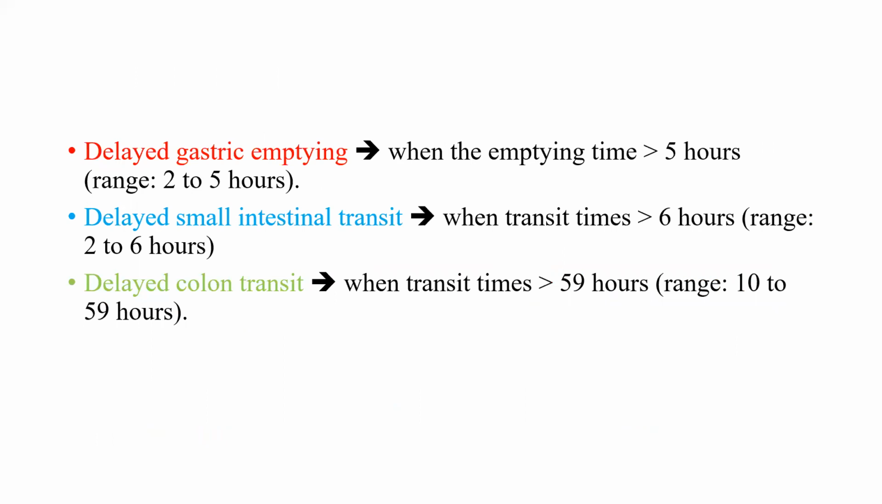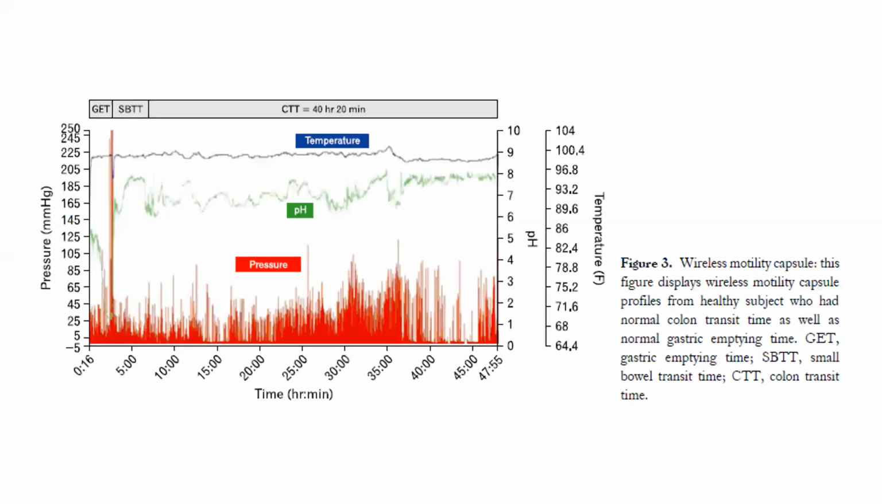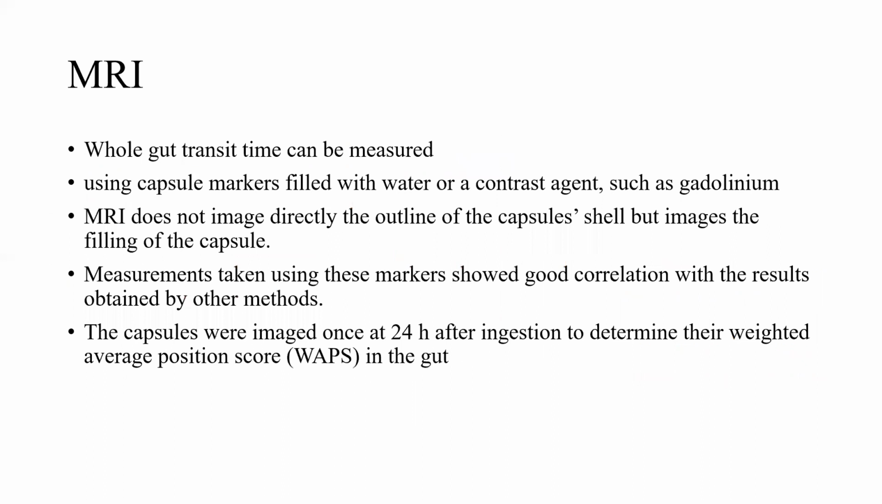So the delayed gastric emptying is when it takes more than 5 hours for the capsule to leave the stomach. Delayed small intestinal transit is when it takes more than 6 hours, and delayed colonic transit is when it takes more than 59 hours. This is an example of how the data looks like, and from there we need to analyze and determine the timing for each segment transit.